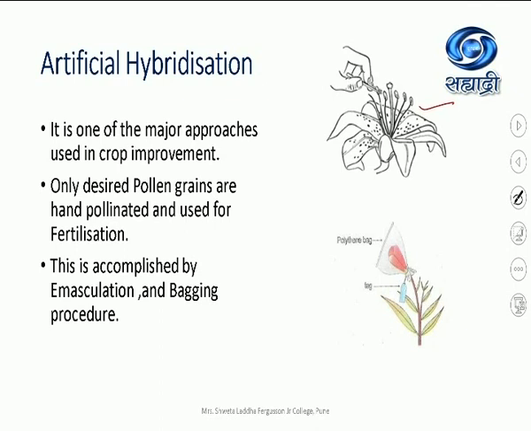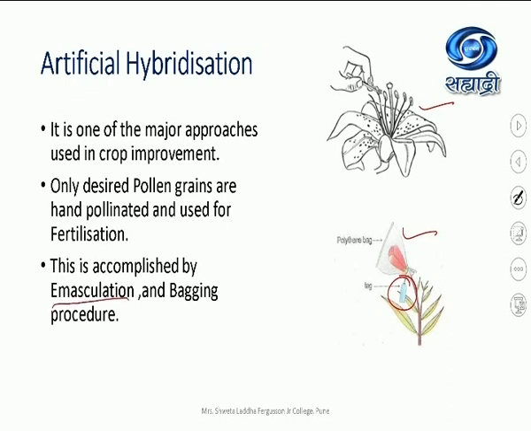Then artificial cross-pollination can be brought about, and then it is covered with a polythene bag after artificial hybridization of the required plants, species. And why is the polythene bag added? So that unnecessary pollen grains should not deposit on the gynoecium. And a tag is added, with the date on which the artificial pollination was carried out or the species which are used. All these details are written on this tag. So these are the 3 steps where artificial hybridization is done. It is accomplished by emasculation.